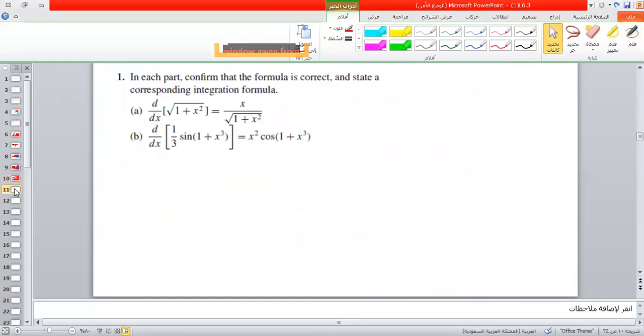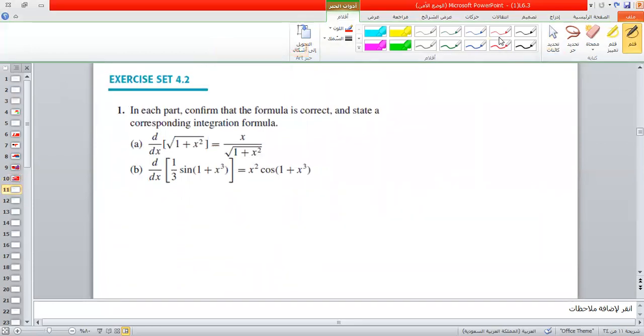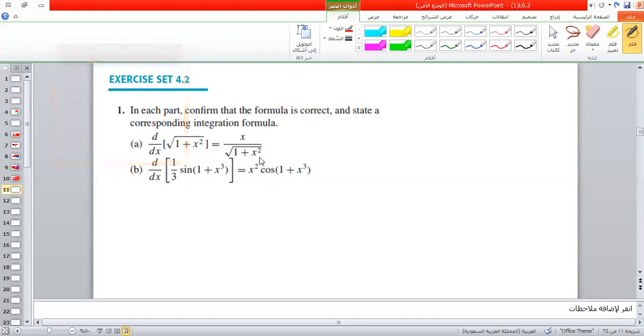Okay, let's move on, guys, to the next slide. We have exercise set 4.2. Here in the next slide, exercise 4.2, I would like to give you 2 minutes to solve these two questions. In each part, confirm that the formula is correct and state a corresponding integration formula.